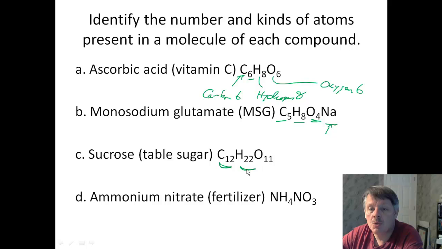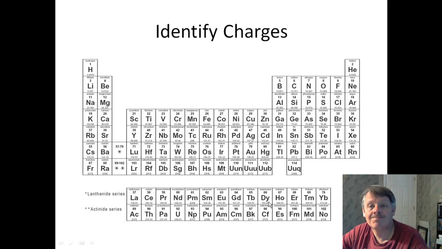It has 12 carbons and 22 hydrogens and 11 oxygens. And ammonium nitrate, which is fertilizer, notice you have 1 nitrogen there, and you've got another one over here. So we really have 2 nitrogens, and we have 4 hydrogens and 3 oxygens. Those are easy, but the 2 nitrogens are separate. And there's a reason for that. We'll get into that later when we're naming ionic compounds.